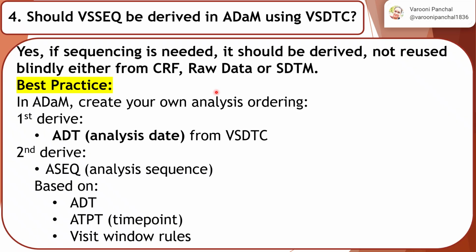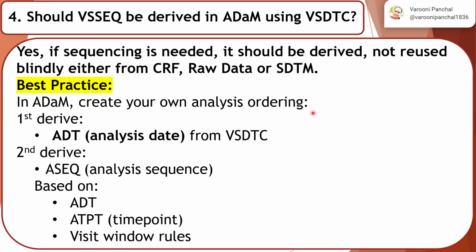the way it was collected in CRF, that same order should be seen in raw data and SDTM, but it is not mandatory that the same collection order should be seen in ADaM datasets, because ADaM datasets are nothing but the analysis related datasets. So the best practice here is, in ADaM we generally create our own analysis ordering.